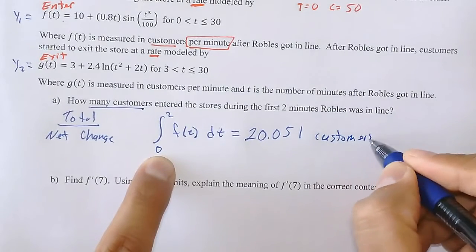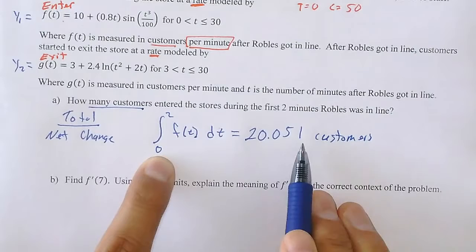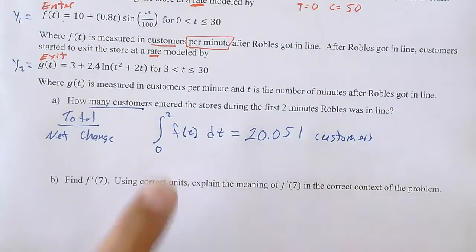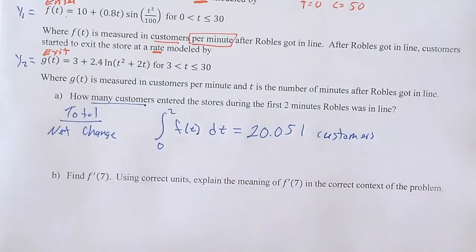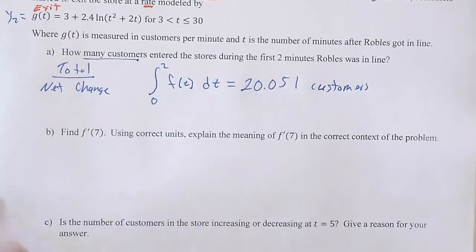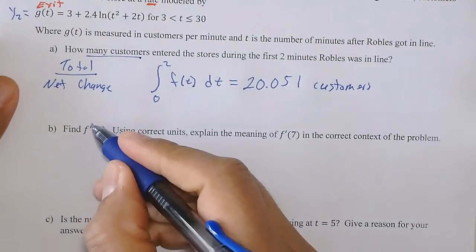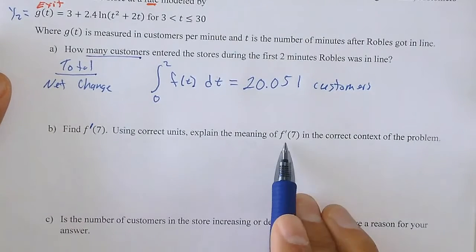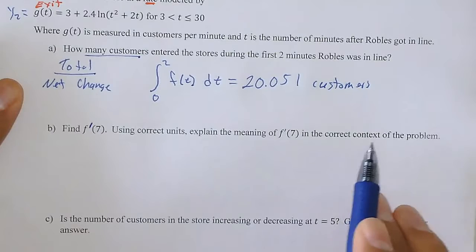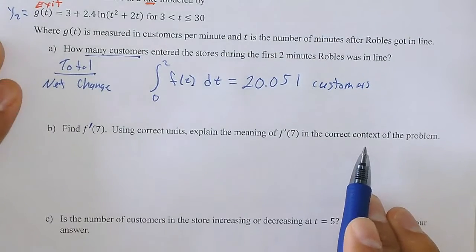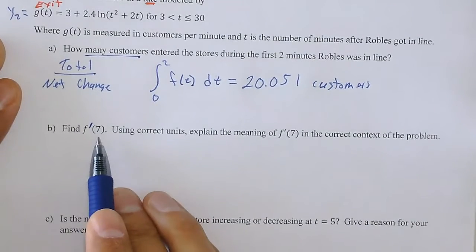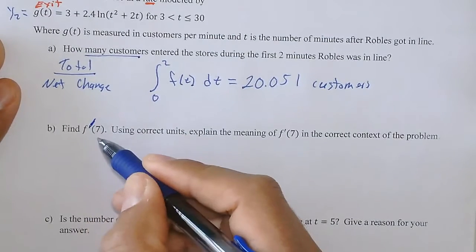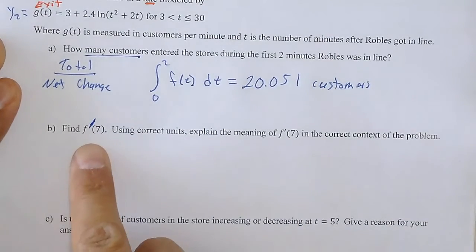Part B. Find the derivative of f at 7. Using correct units, explain the meaning of that in the context of this problem. Now remember that the f is already a rate, and we're asking to take the derivative of a rate. So we need to be careful with our units in a bit. So I'm going to take the derivative of f evaluated at 7. I'm not going to do it by hand. I'm in the calculator section, so I'm going to go to my calculator. And let's go here.